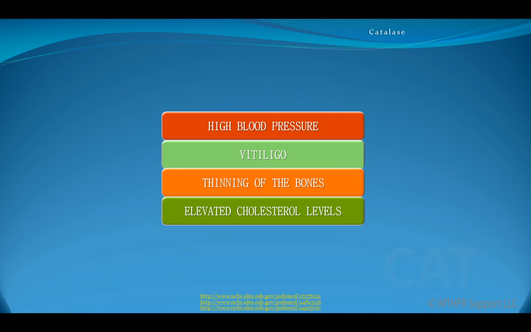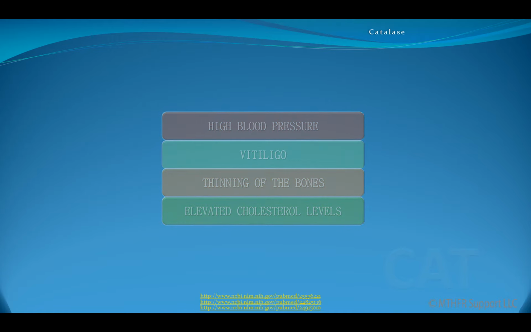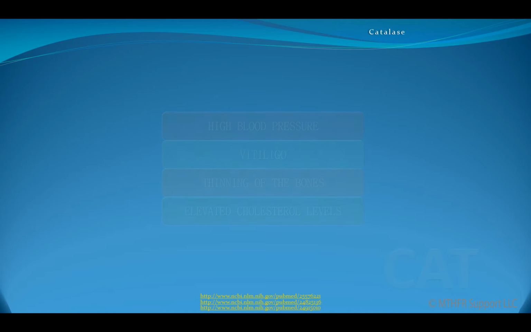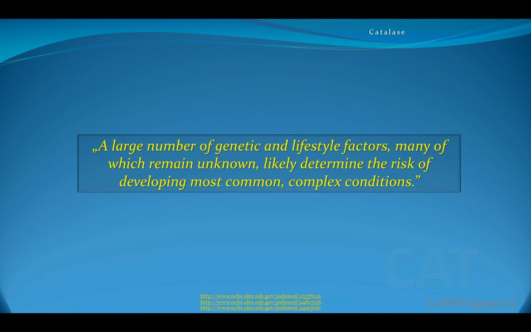However, it is unclear how polymorphisms in the CAT gene impact catalase activity, and how changes in the activity of this enzyme might influence a person's risk of developing these diseases. A large number of genetic and lifestyle factors, many of which remain unknown, likely determine the risk of developing most common complex conditions.